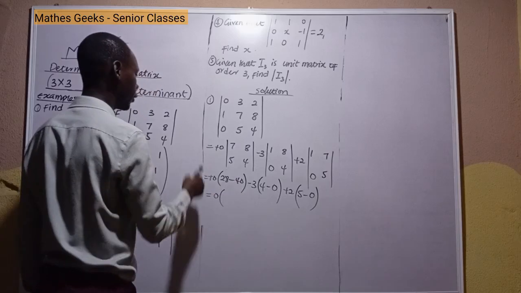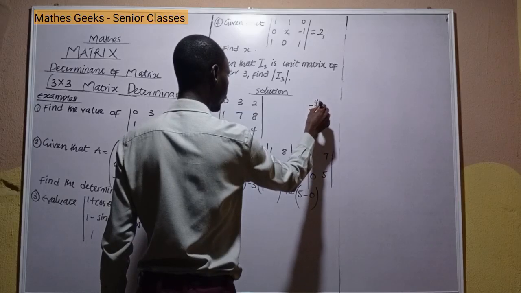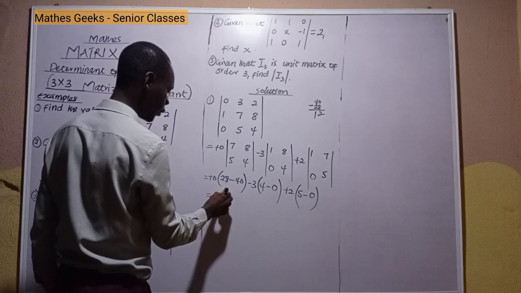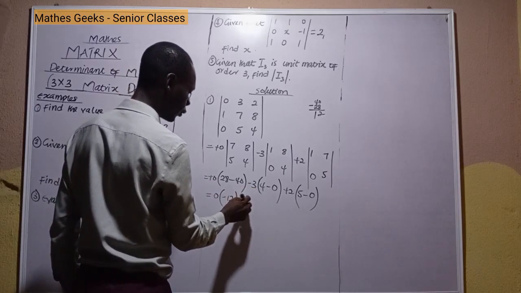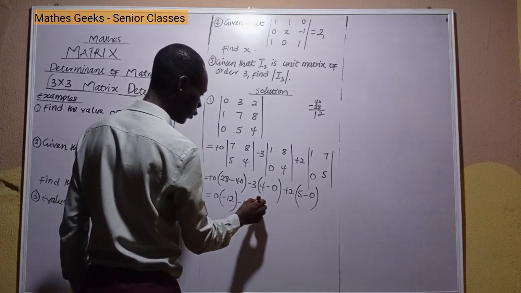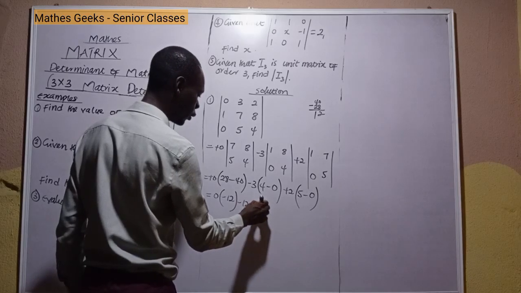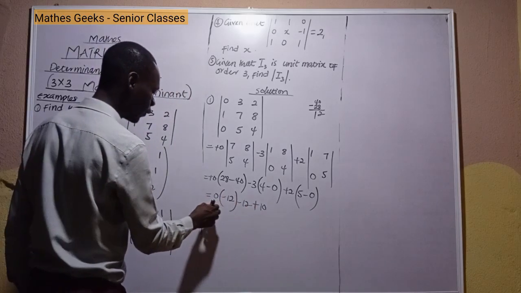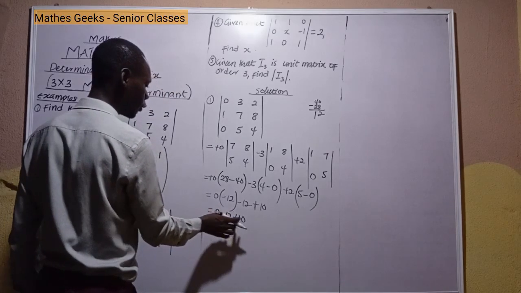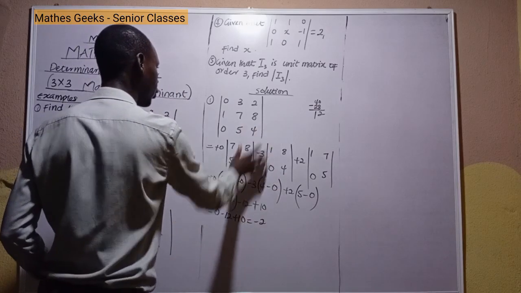28 minus 40 gives us minus 12. Minus 3 times 4 minus 0, which is 4, gives minus 12. Plus 2 times 5 minus 0 is plus 10. And 0 minus 12 plus 10 equals minus 2. So this is the determinant of this matrix.